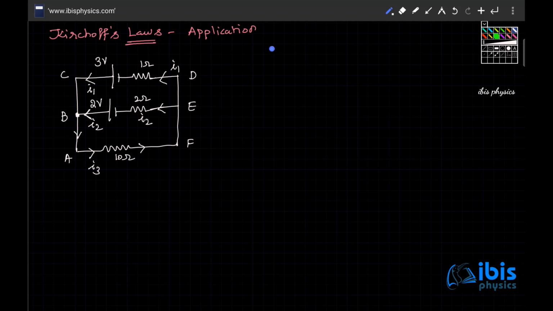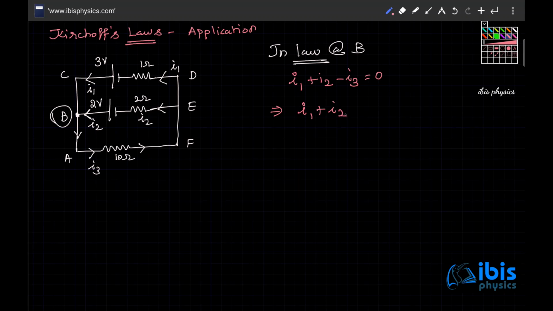First apply the junction law at junction B. When you look at the junction, you will get an important relation. I1 is toward the junction, I2 is toward the junction, and I3 is away from the junction. So plus I1 plus I2 minus I3, and the net current at the junction is 0. This means I1 plus I2 is equal to I3.